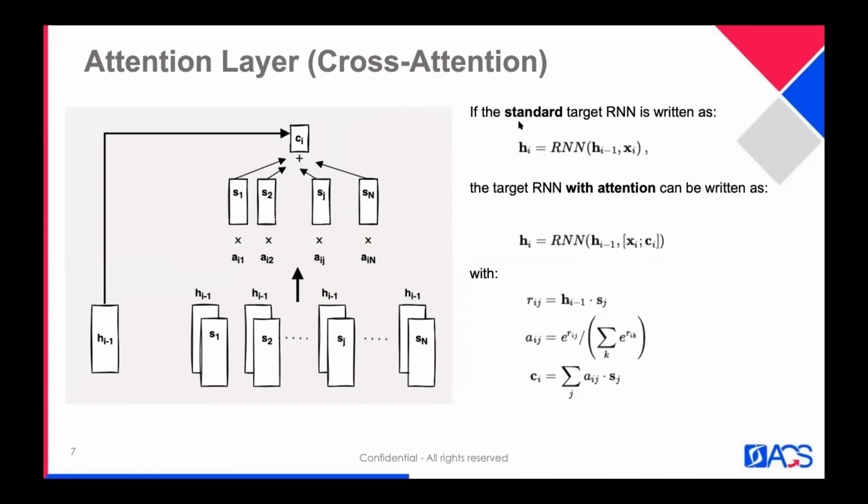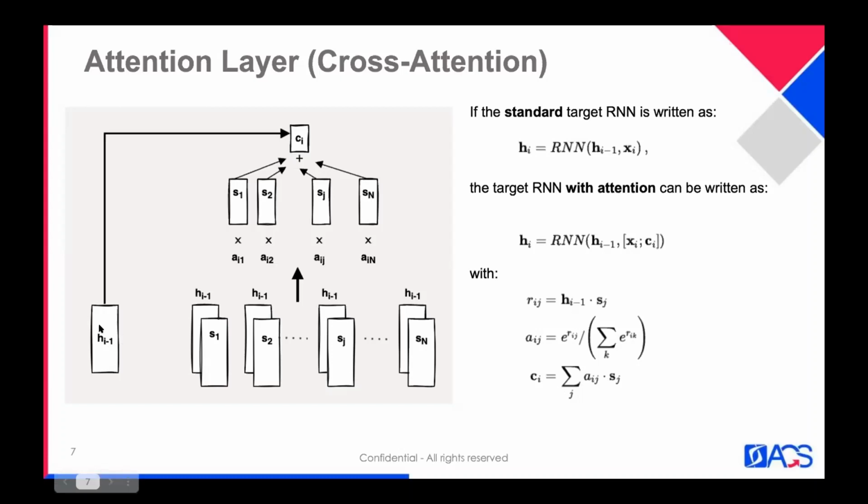If the standard target RNN is written in this way, when we introduce attention to this basic sequence-to-sequence model, we can write the target RNN in this way. The only difference is that xi is replaced by the concatenation of xi and ci, where ci is the context vector related to this hidden state. And we can find it using this formula.